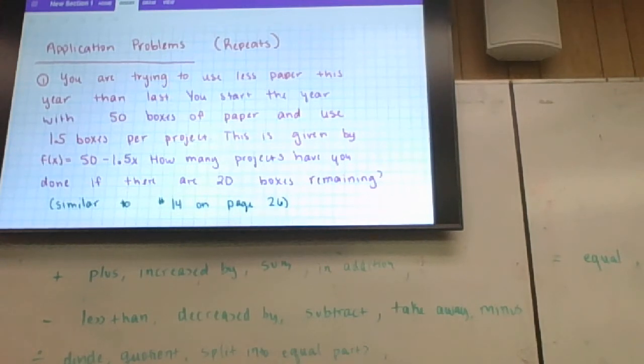You got your calculator today, or maybe you know it. What's 30 divided by 1.5? All right, let's make a statement. With 20 boxes remaining, you have done 20 projects.